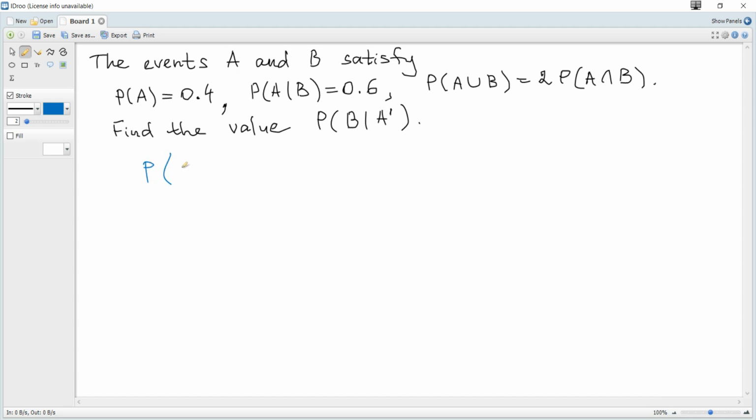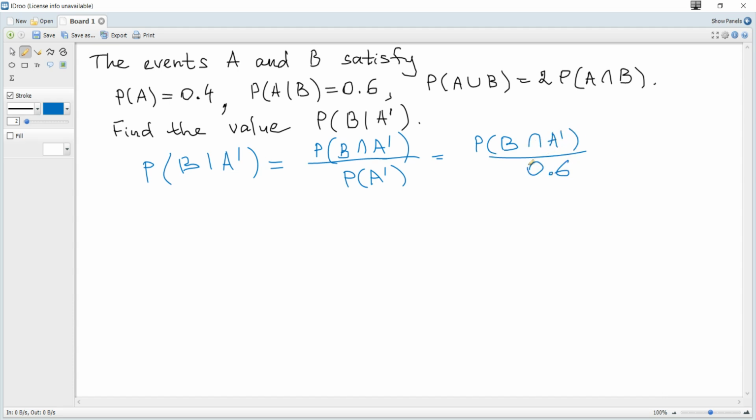So probability of B given not A is equal to probability of B and not A, which is the same as probability of A not and B, divided by probability of not A. Probability of not A is 1 minus 0.4, so it's 0.6. So it becomes probability of B and not A divided by 0.6. So you can see that we need probability of B and not A.